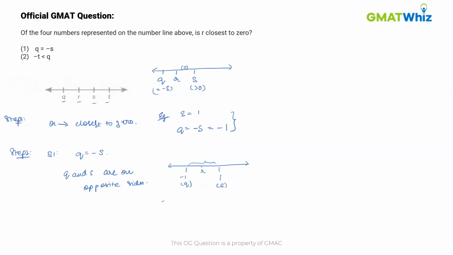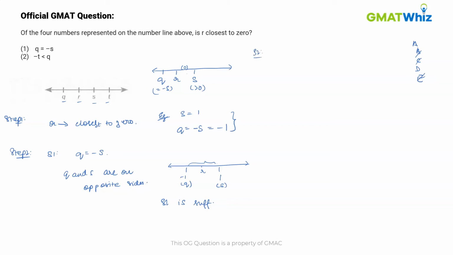So from statement 1, we can conclude that R is closest to 0. So statement 1 is sufficient. And from the options given to us, we can eliminate B, C and E. Now moving on to statement 2.